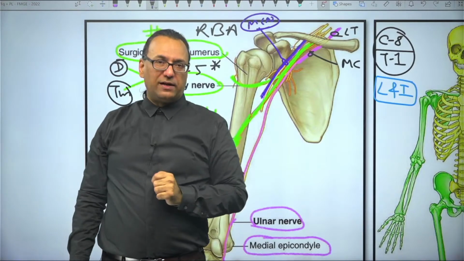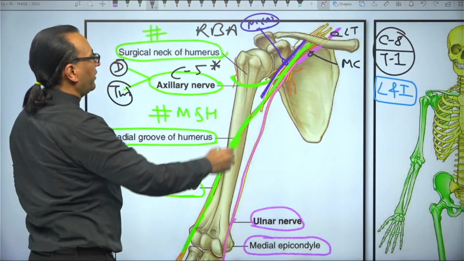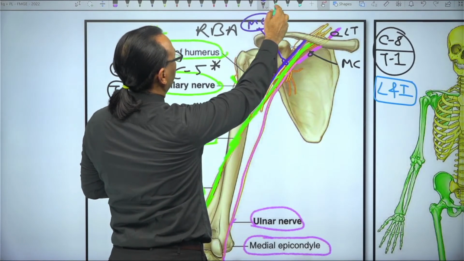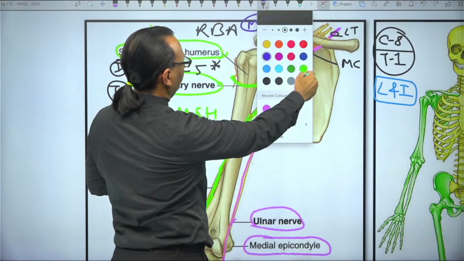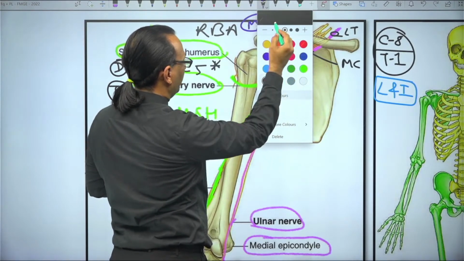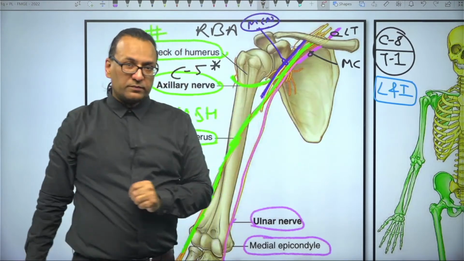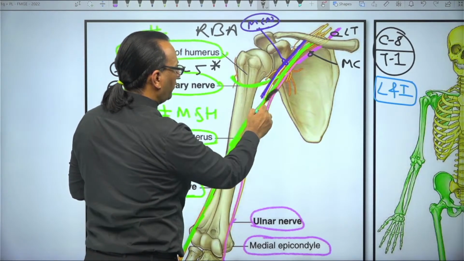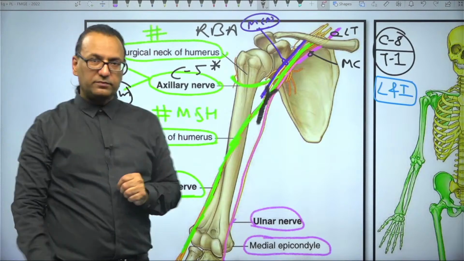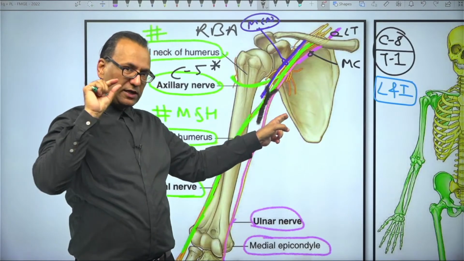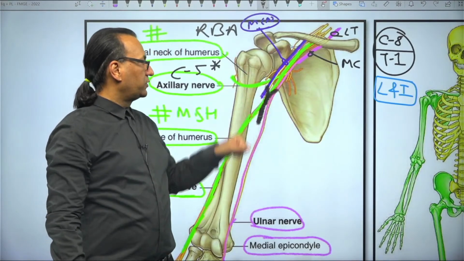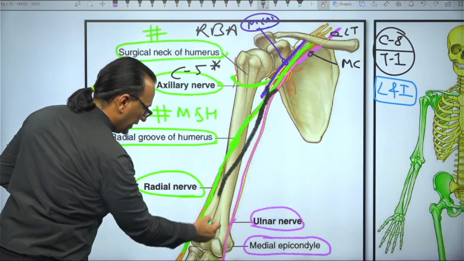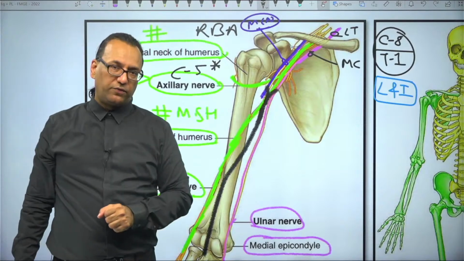What about the median nerve? The median nerve is contributed by the lateral cord as well as the medial cord. The medial cord gives some axons, the lateral cord gives some axons, together forming the median nerve, and it runs in the midline and is a content of the cubital fossa.